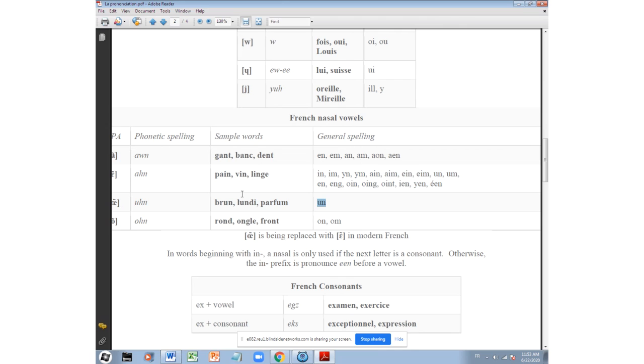Next, ON and OM produce the sound "on". So we say rond, we say ongle, we say front. Je répète, rond, ongle, front.